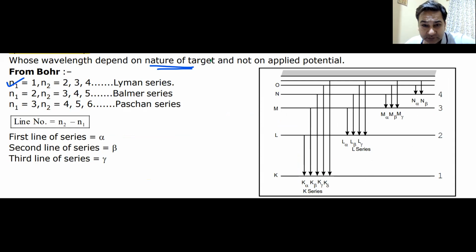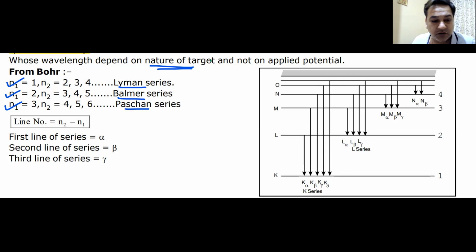If n is 1, first shell, something jumping from higher shell to first shell, we know that this is known as Lyman series. Yes or no? Yes, sir. If something jumps from higher shell to second shell, we call it a Balmer series. Yes or no? Yes, sir. Third shell, Paschen and Brackett and Pfund and all those series. We remember this. Yes, sir.